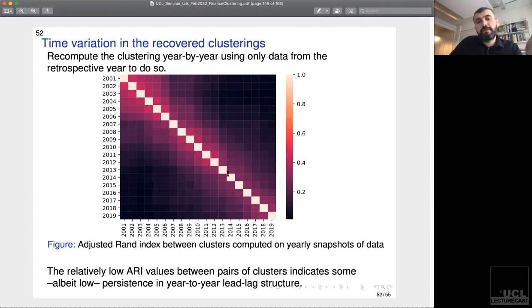But I should also say that from the perspective of a predictive signal, it's not necessarily the case that these clusters should live forever, right? As long as you're able to detect such a lead-lag structure, and as long as it persists for some amount of time after you detect it, then this is something exploitable. Because it's not really realistic to expect that these clusters live for 20-year periods.